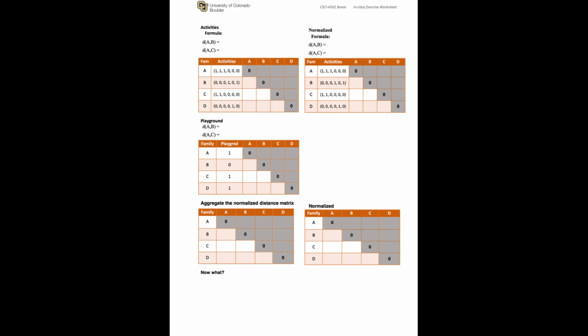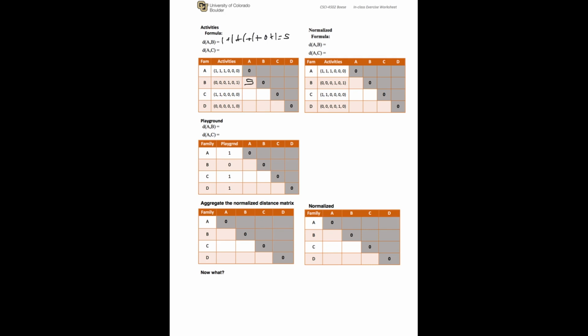Here, between family A and family B, there's a difference in the first bit, a difference in the second bit, a difference in the third bit as well, and then again with the next bit. Then we both, let's see, have a 0. So we end up with a value of 5 between family A and family B. All right, so you continue to go through and fill that out.